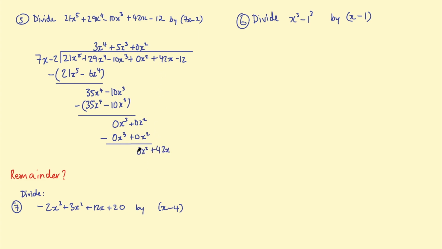This feels a bit funny, doesn't it, writing all these zeros? But anyways, let's keep going. 0x squared divided by 7x is again 0x, and then multiply that. Again, we get the 0x squared plus 0x, subtract these, and now we've got 42x take 0x, that's 42x, and we finally have something other than 0. Carry down the negative 12, divide 42x by 7x, that's plus 6, multiply plus 6 by 7x take 2, that's 42x take 12, and we end up with 0 in our constants column.